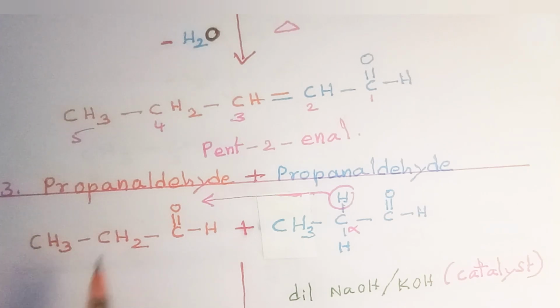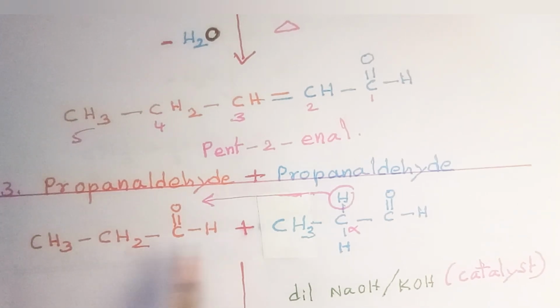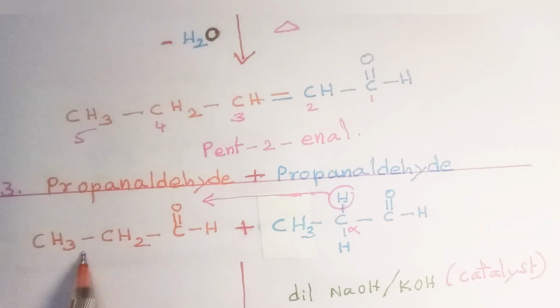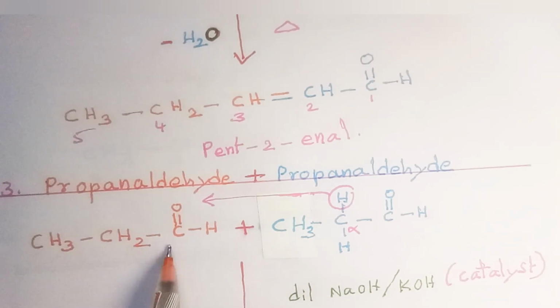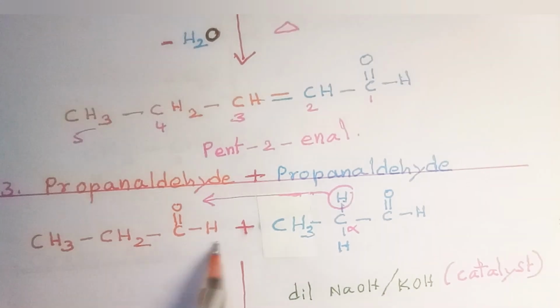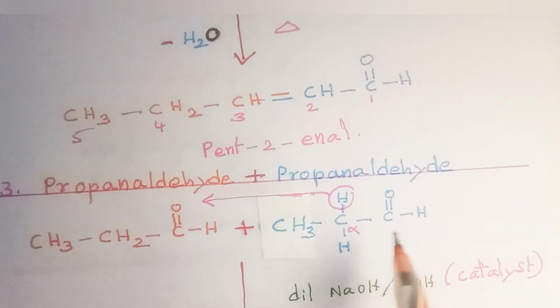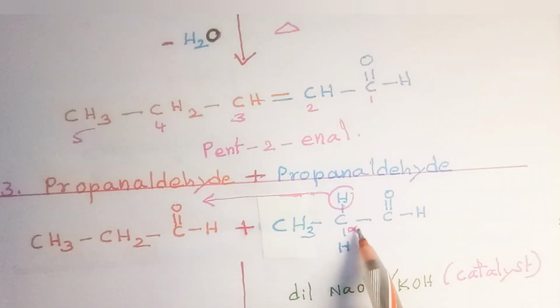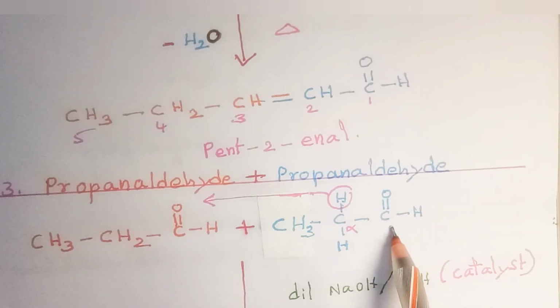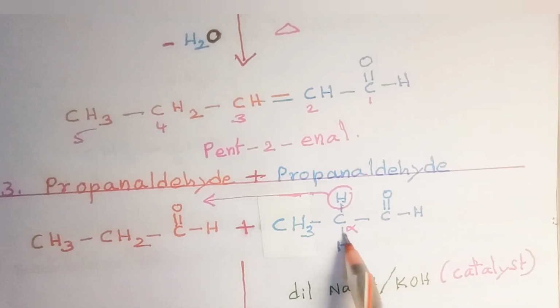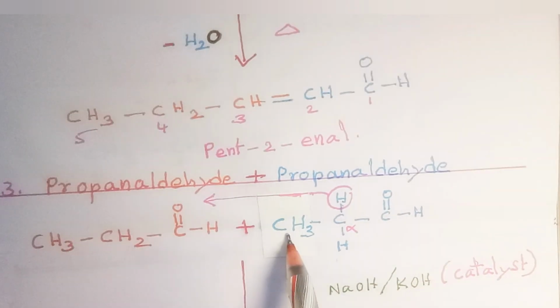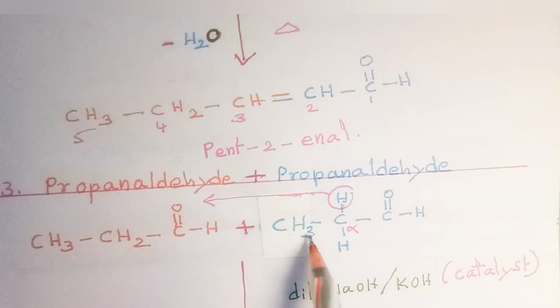The first reactant, propanaldehyde, is written in yellow ink, and we write it as it is: CH3, CH2, C double bond O, H. This is propanaldehyde. For the second propanaldehyde, we expand the alpha hydrogens. This is the functional group. This is the alpha carbon. These are the alpha hydrogen atoms, and there is a beta carbon with beta hydrogens.